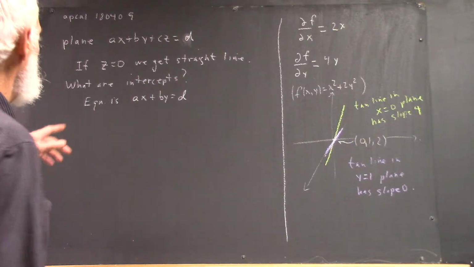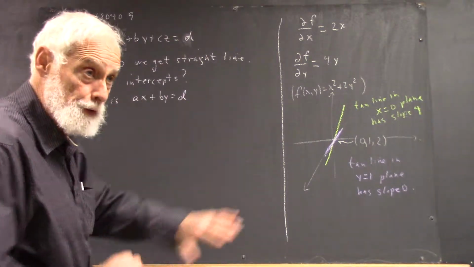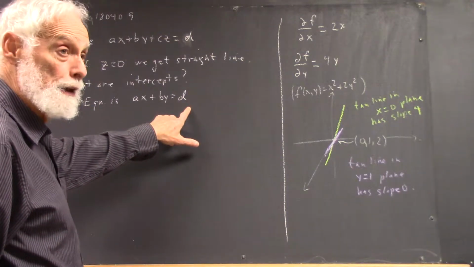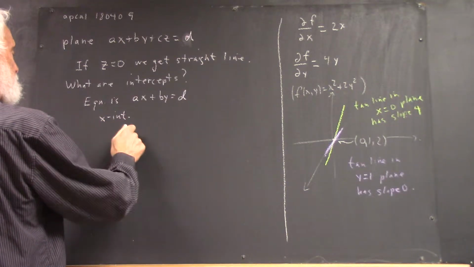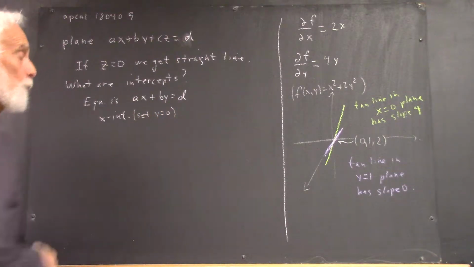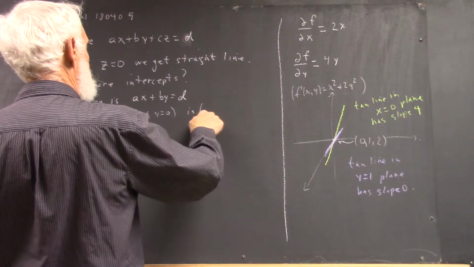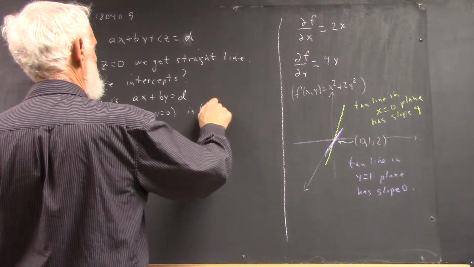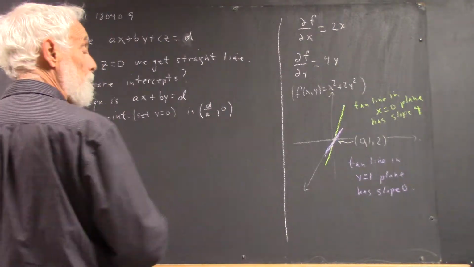Okay, so in the z equals 0 plane, which is just the xy plane if you're in 3 dimensions, the equation is ax plus by equals d. The x-intercept occurs when y equals 0. So the x-intercept would be the point d over a, 0, right?